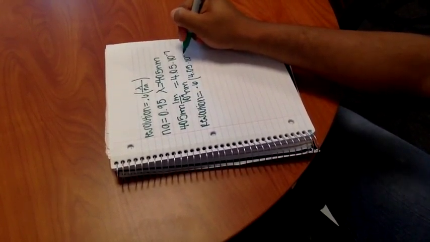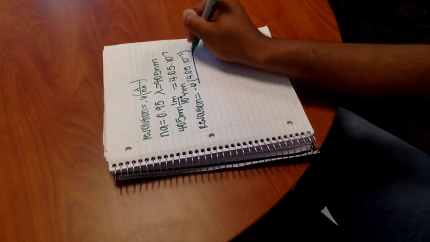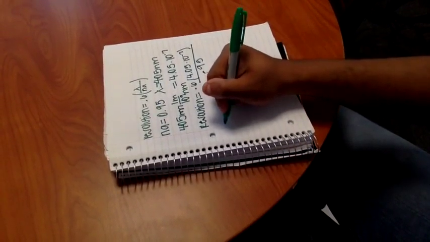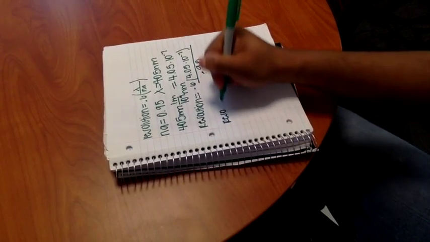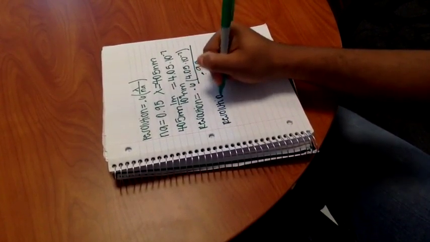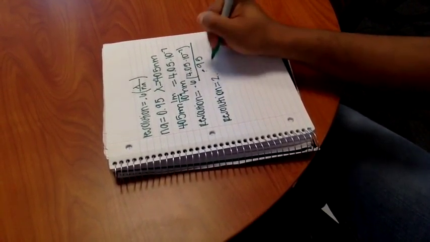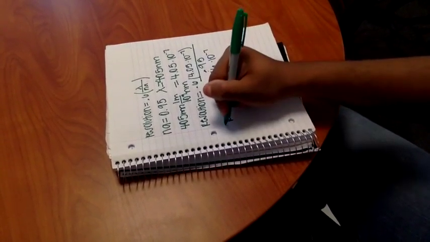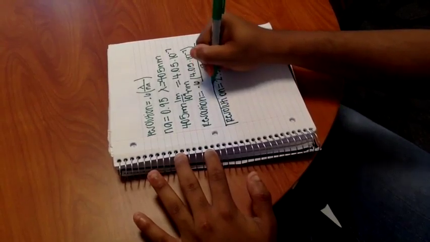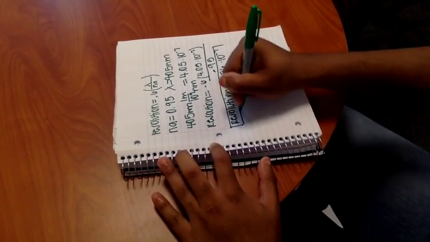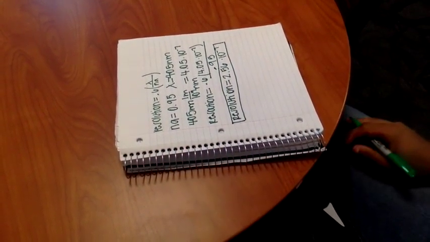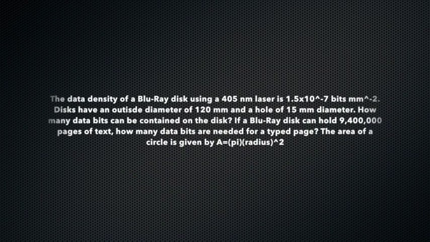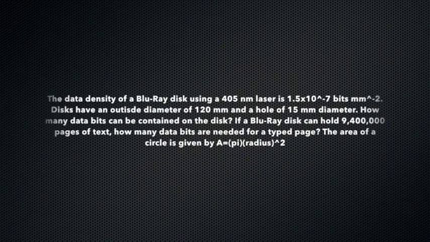We then find the resolution of the problem by taking 4.05 times 10 to the negative 7th meters, dividing by 0.95, and then multiplying by 0.6 to get an answer of 2.56 times 10 to the negative 7. We are almost done with this problem.